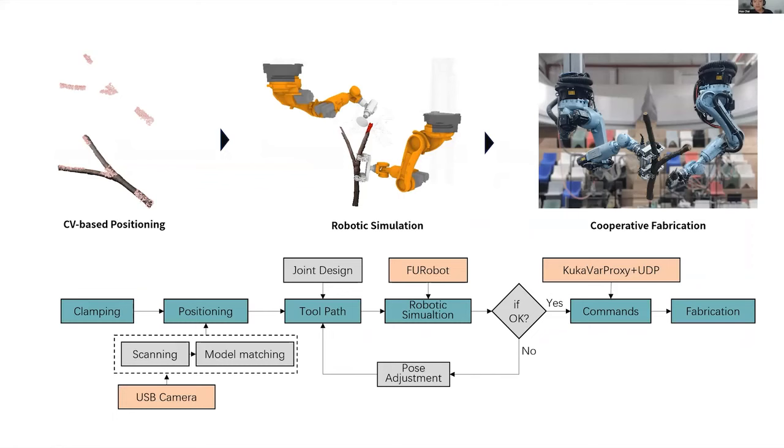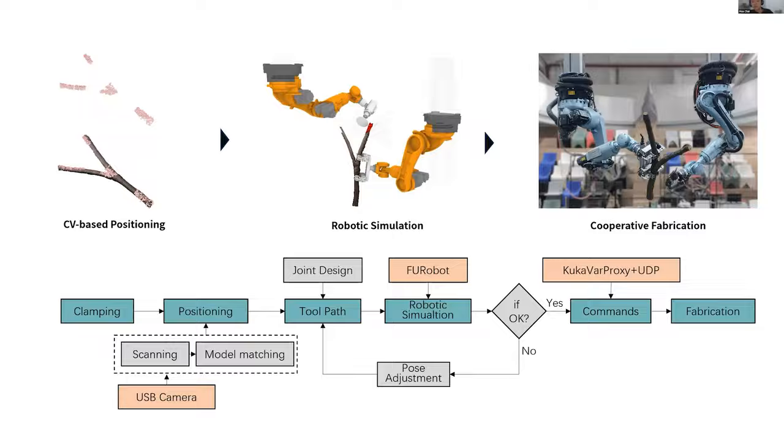First, one robot will clamp the element, and then another robot will position the elements with the camera, and then we generate the tool paths we want to fabricate, and use a robot to simulate the path. If the path is okay, we will fabricate it. If it's not okay, we will adjust the pose of the robot to make sure that the tool path is fine. And after that, we use a UDP connection to send the command to the robots and to start the fabrication.